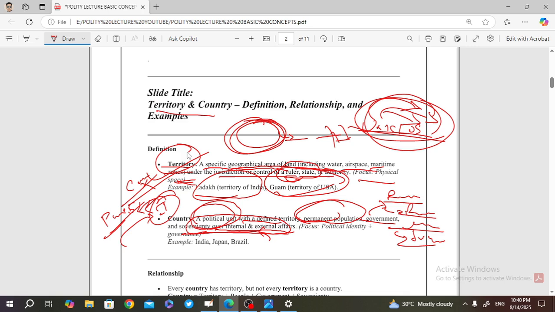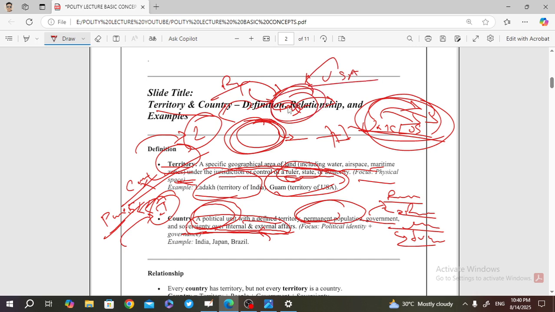But in the case of Ladakh, India is claiming and China is also claiming. In the case of Greenland, Denmark is claiming, and maybe in future Russia or the US will claim that Greenland is theirs. So this has no sovereignty over internal and external affairs. This is the basic difference between the territory and the country.